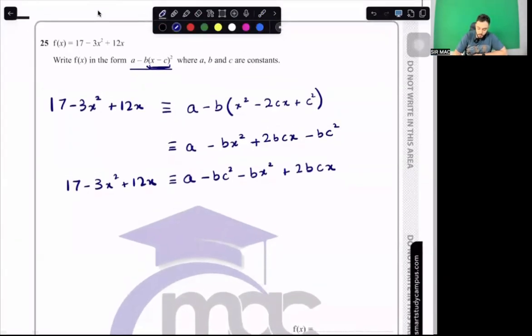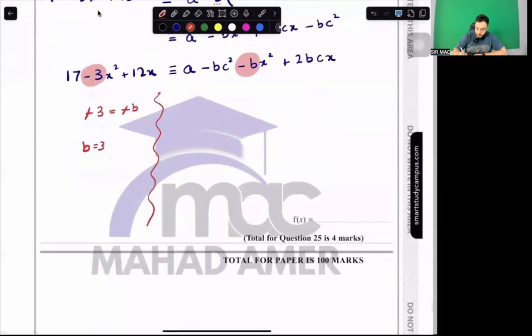First of all, with x squared, it's minus 3. With x squared over here it is minus b. So minus 3 would be equal to minus b. So b would be equal to 3. That's 1 mark.